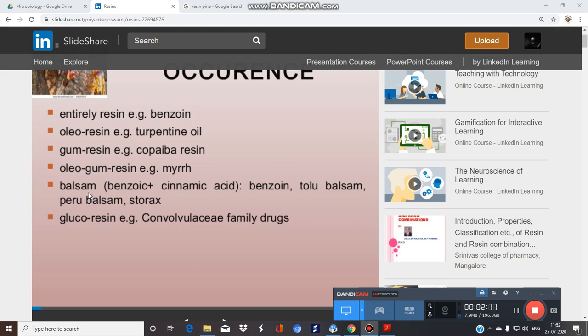Just see here, what is balsam? Balsam is benzoic acid, either benzoic acid or cinnamic acid or both, plus resin, that is the volatile oil, plus oxidative products of terpene, plus carboxylic acid. Examples are benzoin, which is in our syllabus. Another example, of oleogum resin, is asafoetida, that is known as hing.